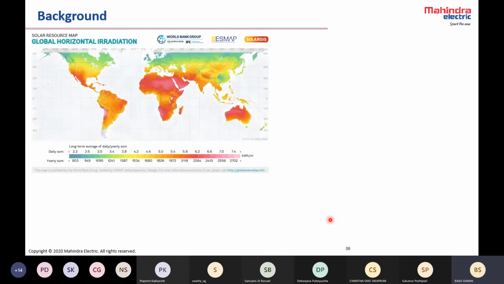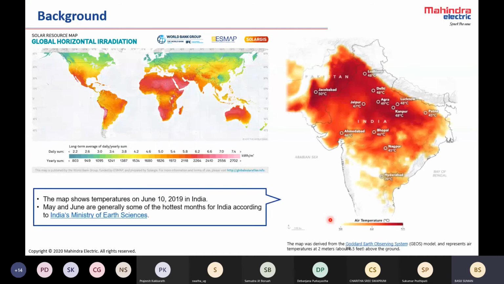So why India specific? This is a thermal map of India. This is June 10, 2019. So many of these temperatures, 48, 48, 45, 46, 47, 48 here, none of these are good for battery. So therefore we need India specific solution. Why India specific solution also? Because we intend to use low cost electric vehicles.